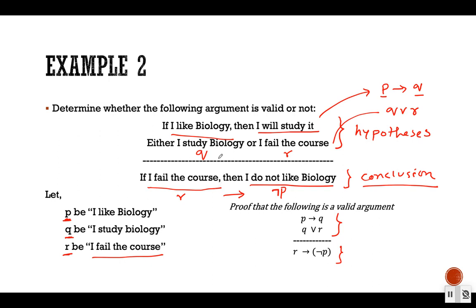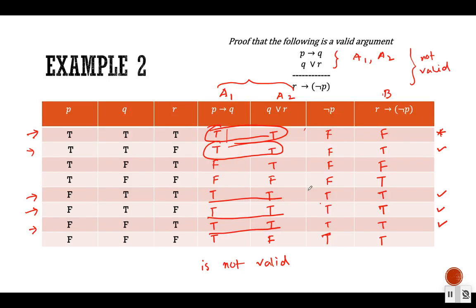But if I didn't study biology, there could be many other reasons. If I like biology, then I will study it. But if I didn't study biology, does that mean that I do not like biology? That doesn't necessarily mean that. There could be many other reasons why I didn't study biology. Okay, so if I fail the course, that doesn't necessarily mean that I do not like biology. Okay, so this is not a valid argument.